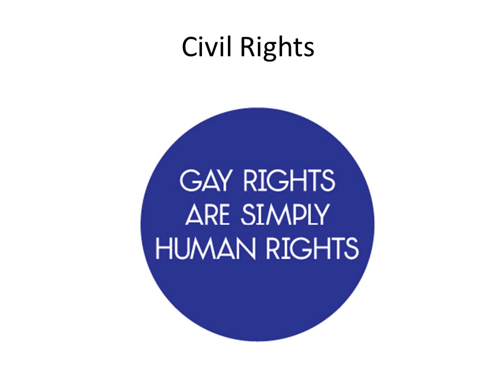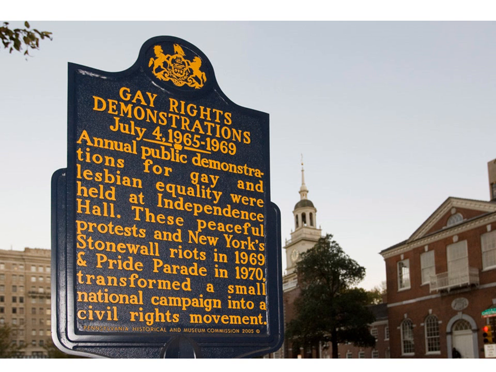Civil rights were also fought for by other groups, and it's an ongoing battle. For example, gay rights are basically the same rights that non-gays have extended to gays, including the right to marry whomever they want, the right to adopt children, and things like that. One of the first gay rights demonstrations was July 4th in Philadelphia down at Independence Hall, and this is a blue historic marker which marks the site of those peaceful protests.